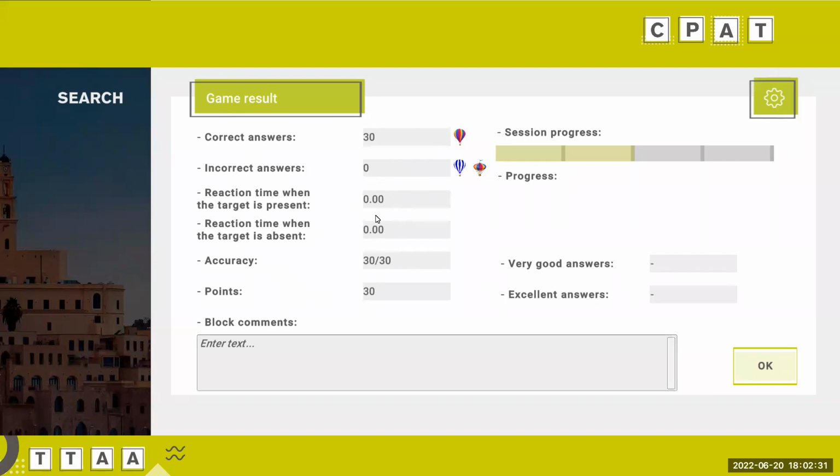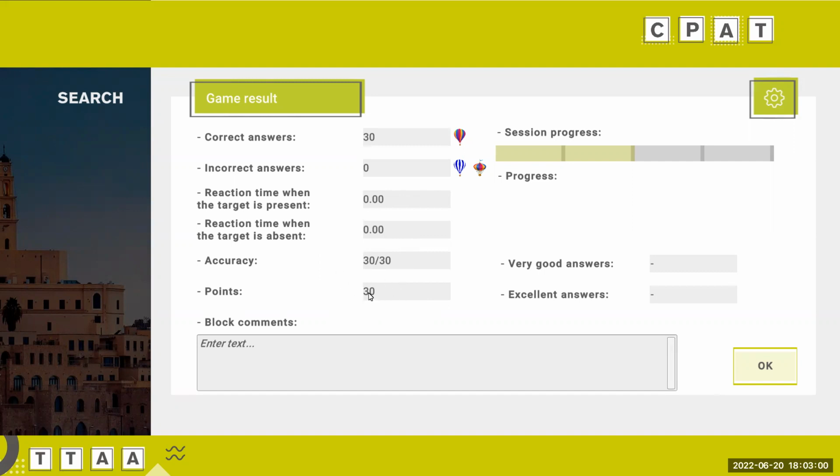If you are now in the baseline or regular blocks, you will also get information about your reaction time, so how quickly you responded. And in this case, it's separated for when the target was present and when the target was absent. Again, you have the overall accuracy here and how many points you accrued for this specific block. Again, part of the idea in CPAT is that we are trying to get more and more points.